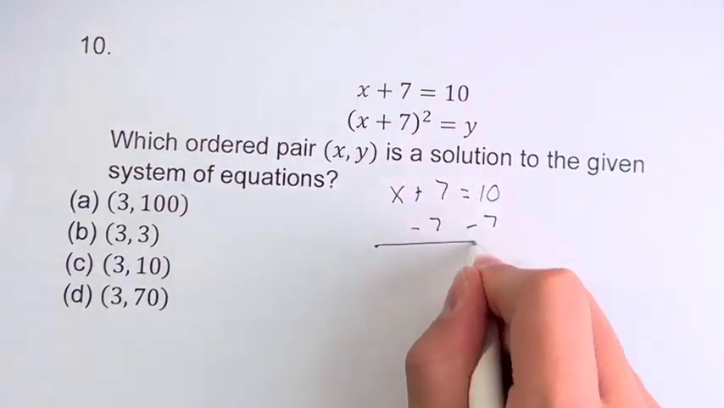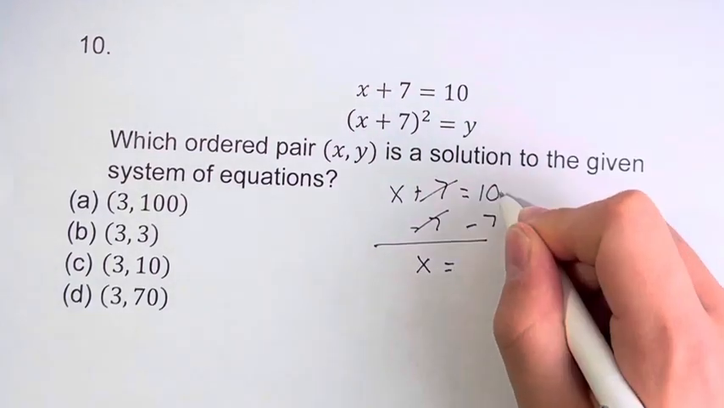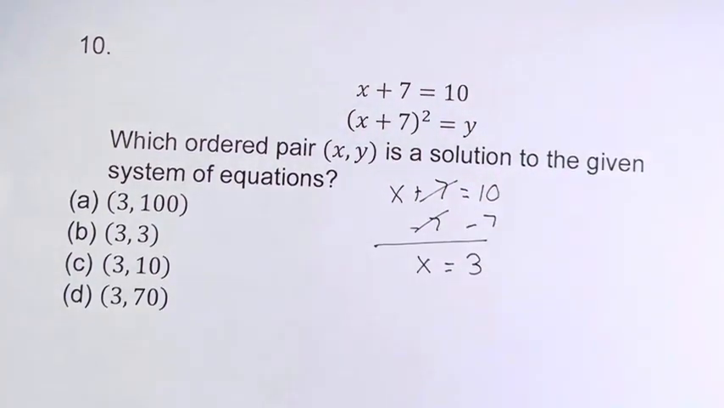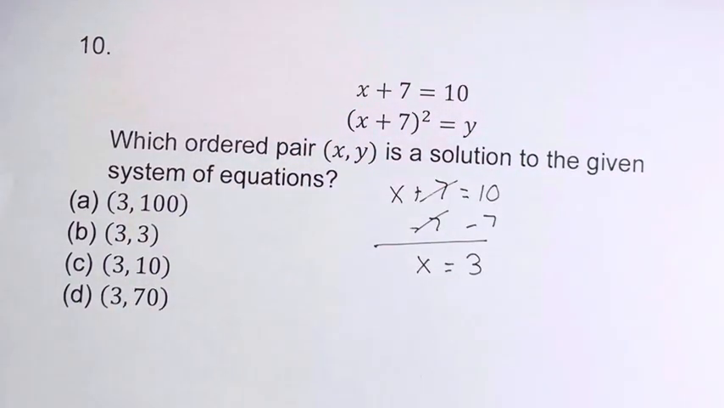Subtract 7 from both sides to get x on its own. These cancel and we're just left with x is equal to 10 minus 7, or 3. Looking at our options, 3 is the x value for all of these, so that doesn't exactly narrow it down.